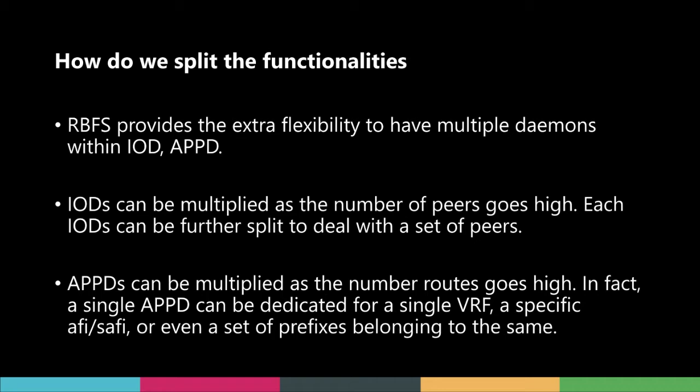By separating IODs and AppDs to deal with a list of peers and a set of routes, we are able to efficiently load share the IO, route calculation, and route advertisement related tasks to different brick daemons, and this in turn results in achieving a very high scale and good convergence. Let us have a demo on how our daemons are put into work, how this load sharing of several functionalities is done, and how it is getting assigned to different BDs.